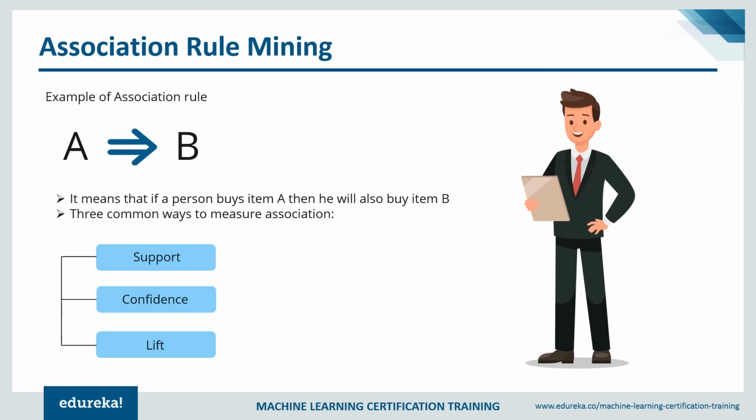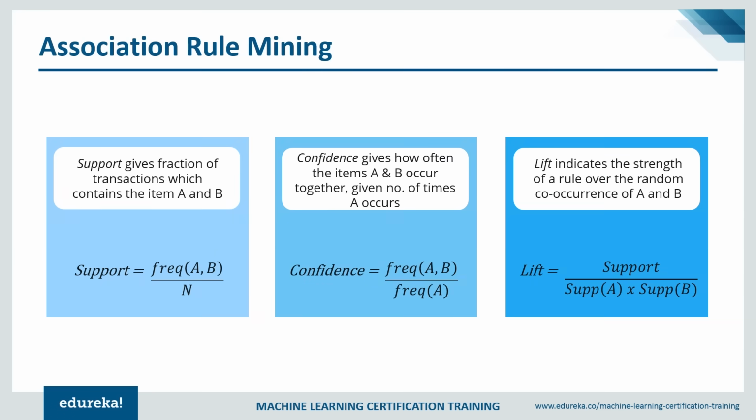Now, if we take an example of an association rule, A arrow B means that if a person buys an item A, then he will also buy an item B. Now, there are three common ways to measure a particular association, because we have to find these rules on the basis of some statistics. So what we do is use support, confidence, and lift. These three are the common measures to know exactly how good a rule is.